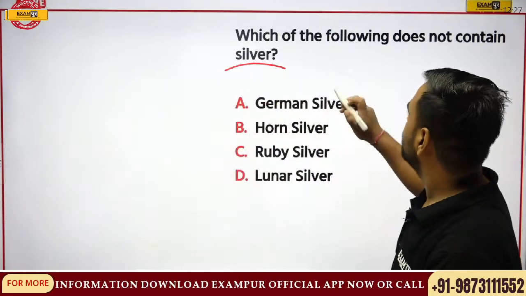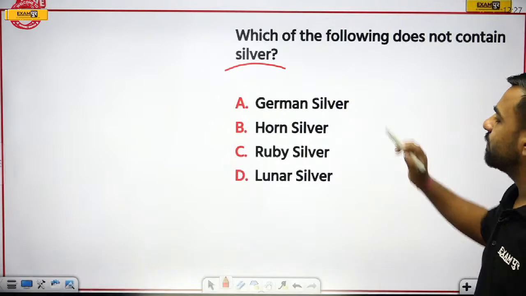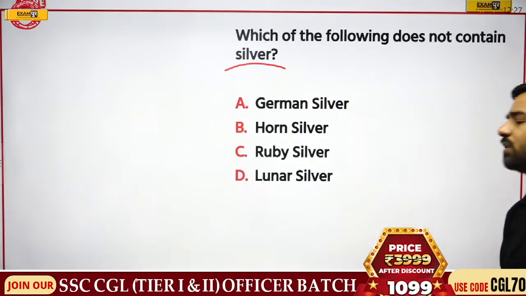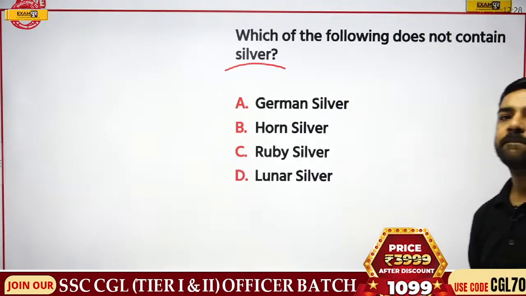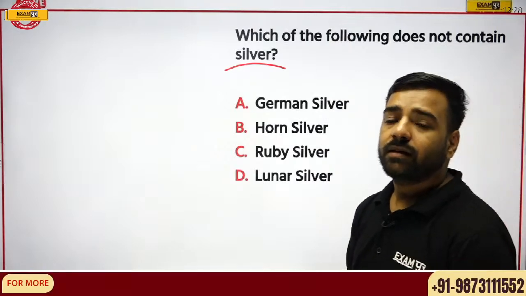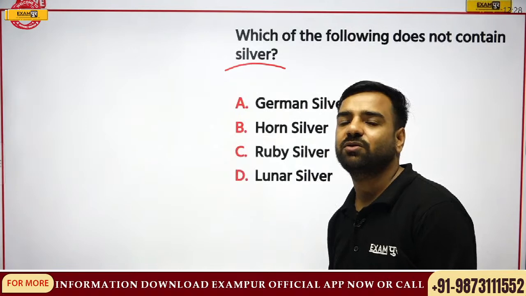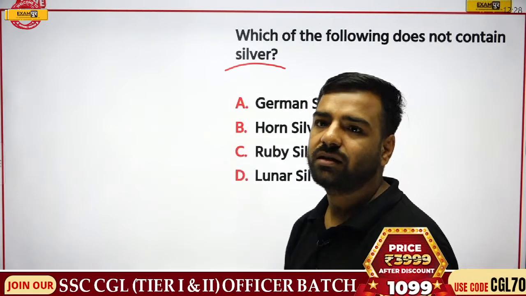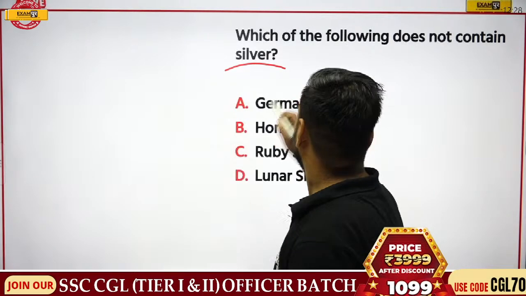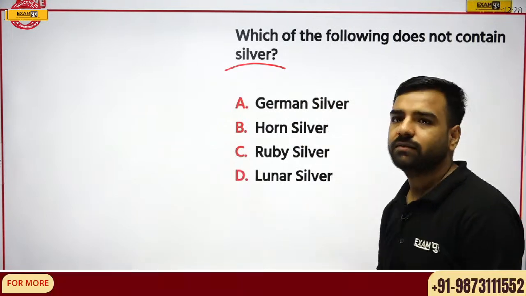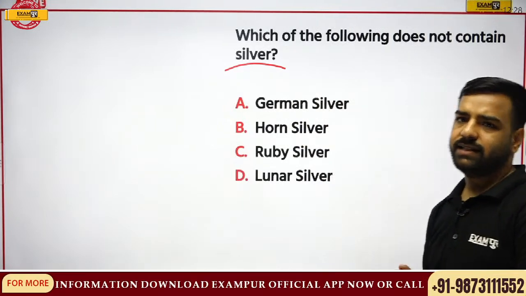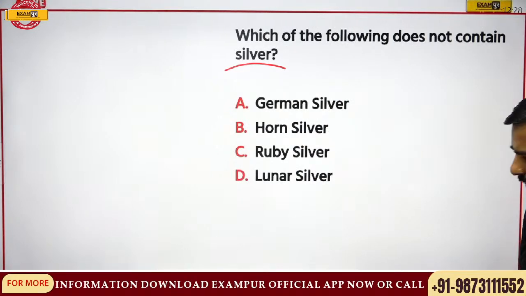The question is, which of the following does not contain silver? Is it German silver, Horn silver, ruby silver or lunar silver? What is the correct answer? I need the answer in a super fast manner. We have to explain the trick also, so that we can understand many of the questions. Vikramaditya is saying, sir, it would be Horn silver.